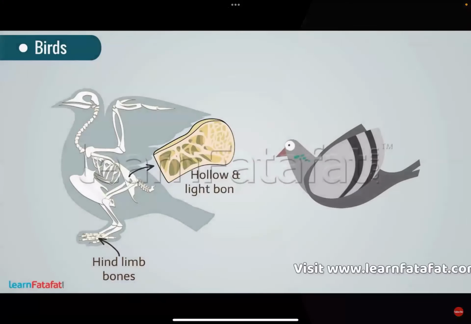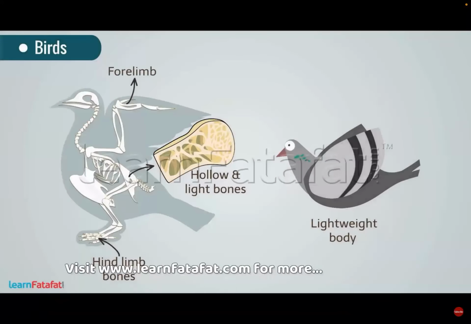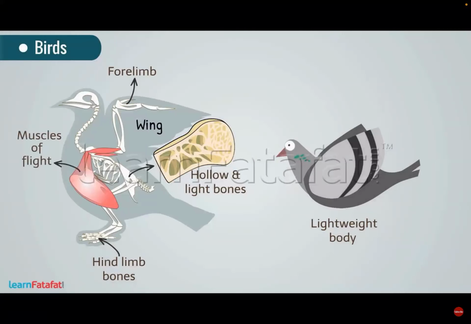Their bones are hollow and light, which makes their body lightweight. The forelimbs are modified as wings with which the birds fly. The wings are attached to strong muscles of flight which move the wings up and down. The breastbone is modified to support these muscles. It is called the keel bone.